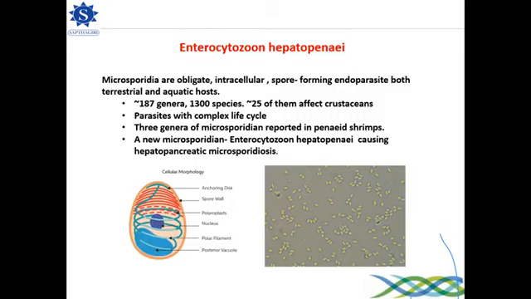Three genera of microsporidia are known to be reported in penaeid shrimp. EHP is the emerging microsporidian parasite which infects penaeid shrimp. As the name indicates, EHP infects the shrimp hepatopancreas. The spore is made up of a thick chitin wall, which helps the spore to survive in harsh environments, and the size of the spore is around 1 micron.